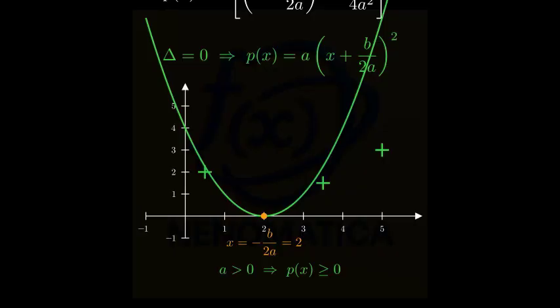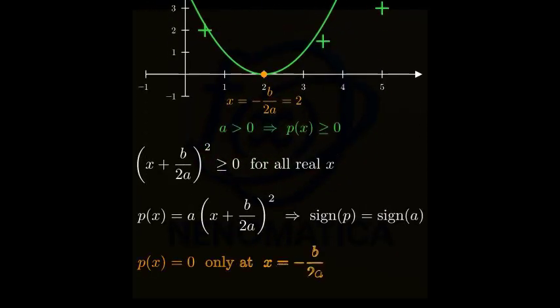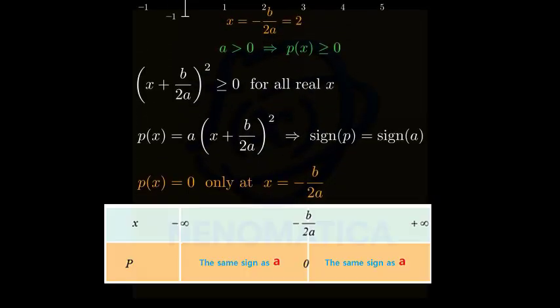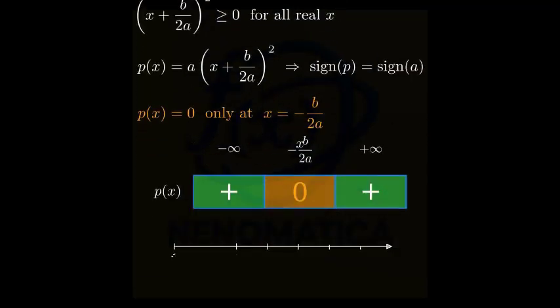That shows p of x is never negative, which matches the fact that it equals 1 is positive. The algebra agrees. Since a squared quantity is always non-negative, a times the square has the same sign as a. It equals 0 only at x equals negative b over 2a. Here is a compact sign table when delta equals 0 and a is positive. On both sides of x equals negative b over 2a, the quadratic is positive, and it is 0 at that single point.